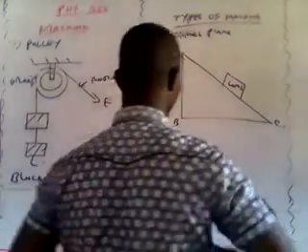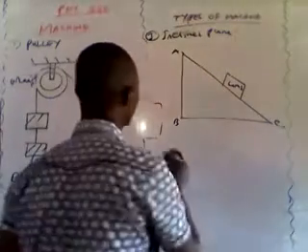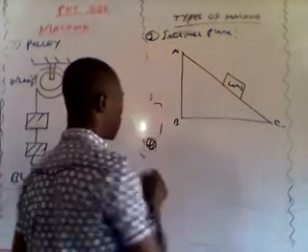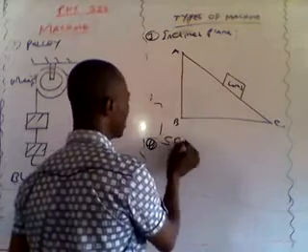So let's go to another type of machine. That is number 4, we have the screw.